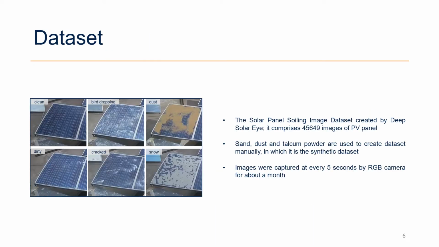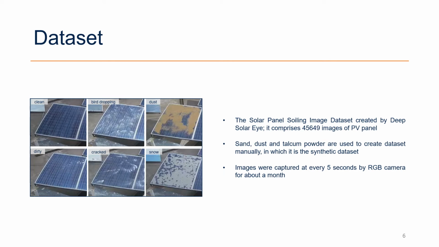The next section is about the dataset. The solar panel soiling image dataset created by Deep Solar Eye is used for the proposed model. It comprises 45,064 images of the solar panels. There are several types of soiling that are described here using sand, talcum, and dust.